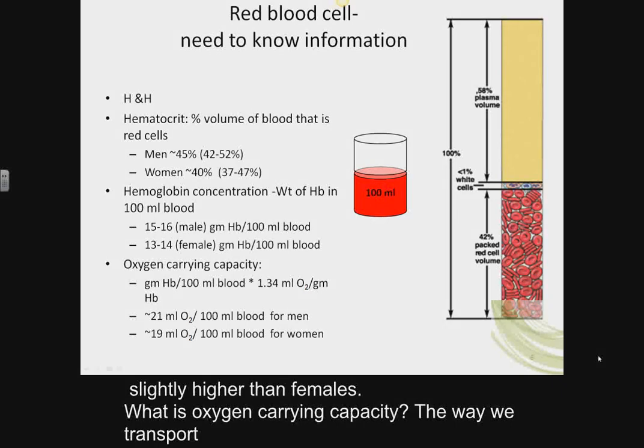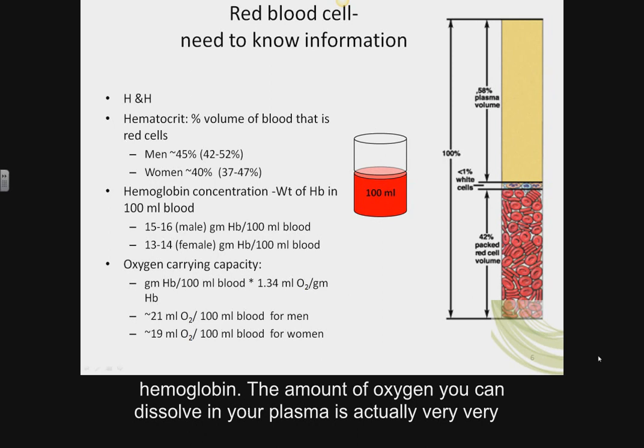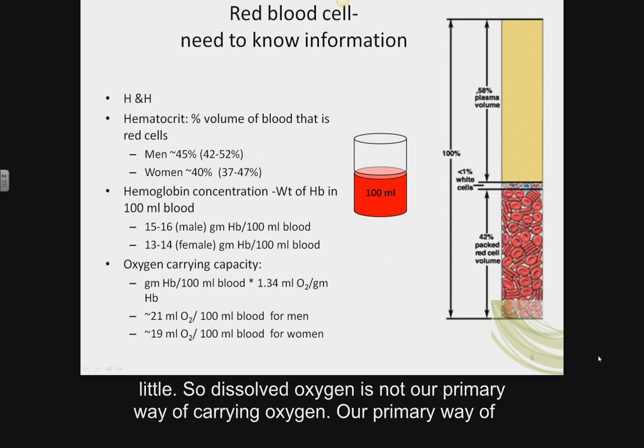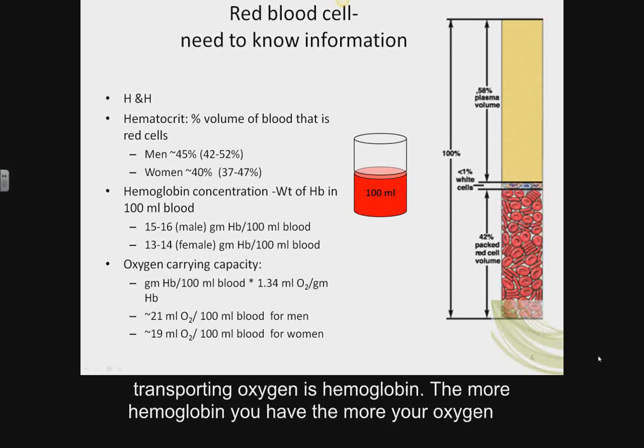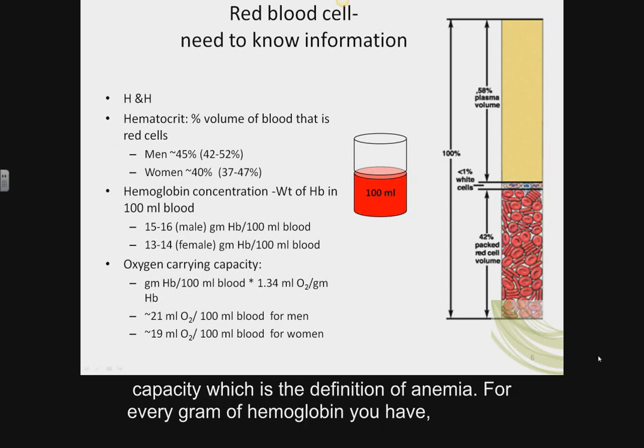What is oxygen carrying capacity? The way we transport oxygen in our whole blood is in two ways. One, dissolved in the plasma, or two, bound to hemoglobin. The amount of oxygen you can dissolve in your plasma is actually very, very little. Dissolved oxygen is not our primary way of carrying oxygen. Our primary way of transporting oxygen is through hemoglobin. The more hemoglobin you have, the more your oxygen carrying capacity. If you have less hemoglobin, you are going to have reduced oxygen carrying capacity, which is the definition of anemia.